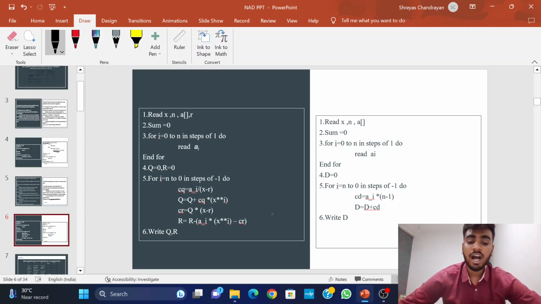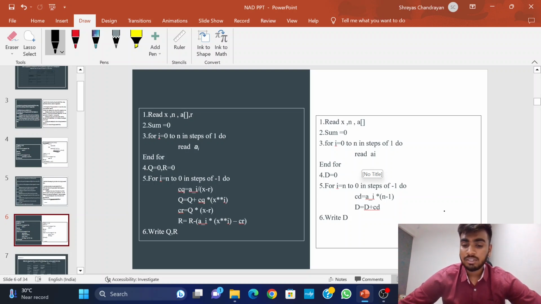R is equal to R minus AI into x power R minus CR. Writes QR. Here is a program for derivatives of polynomial Px. Here, firstly, we have to read x and a. Initialize sum is equal to 0. For I is equal to 0 to n in steps of 1, read AI.